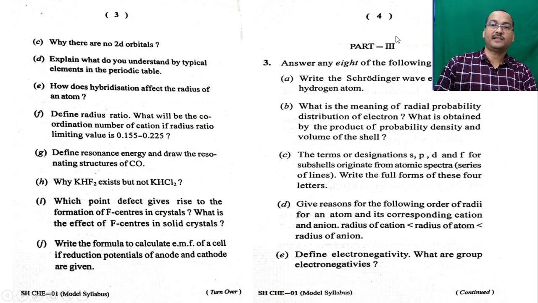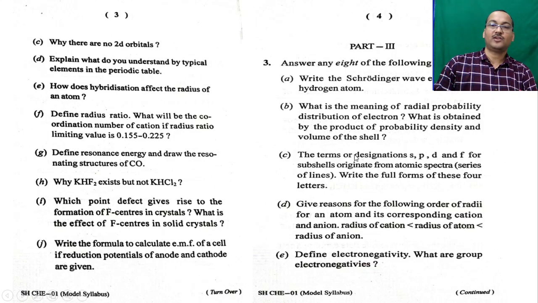Then we will move to part 3. So here each question carries 2 marks. First question, write the Schrodinger wave equation for hydrogen atom. The next question, what is the meaning of a radial probability distribution of electron and what is obtained by the product of probability density and volume of the cell?